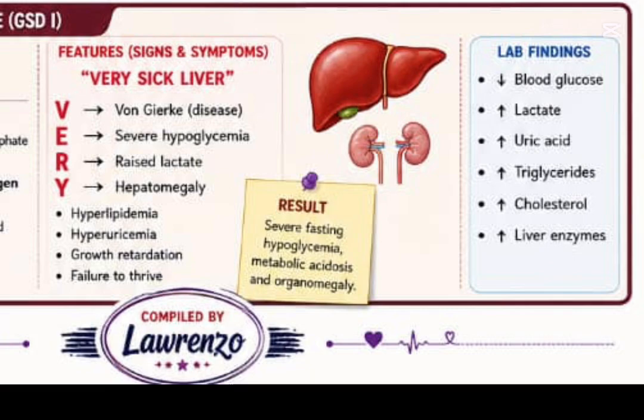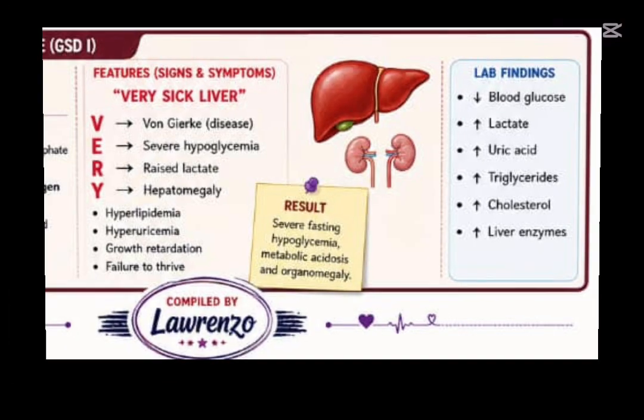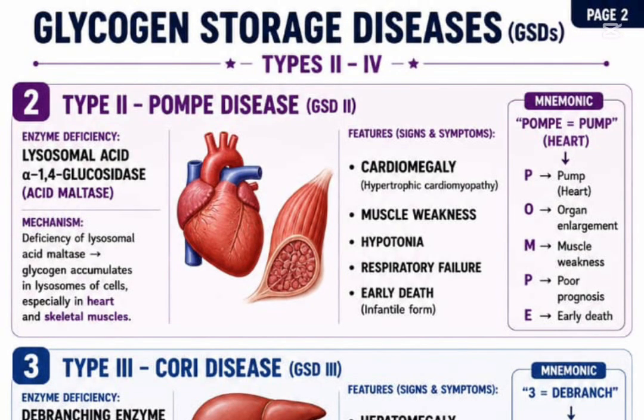So now we are done with type 1. So we'll go to the next one, type 2. So type 2 is also another important one. So remember, the first one is what? Von Gierke disease. So after you have seen von Gierke disease, what is the next one? Remember, very poor carbohydrate. So Pompe's disease is the next one. So what is Pompe's disease? Type 2. Here there's deficiency in what?